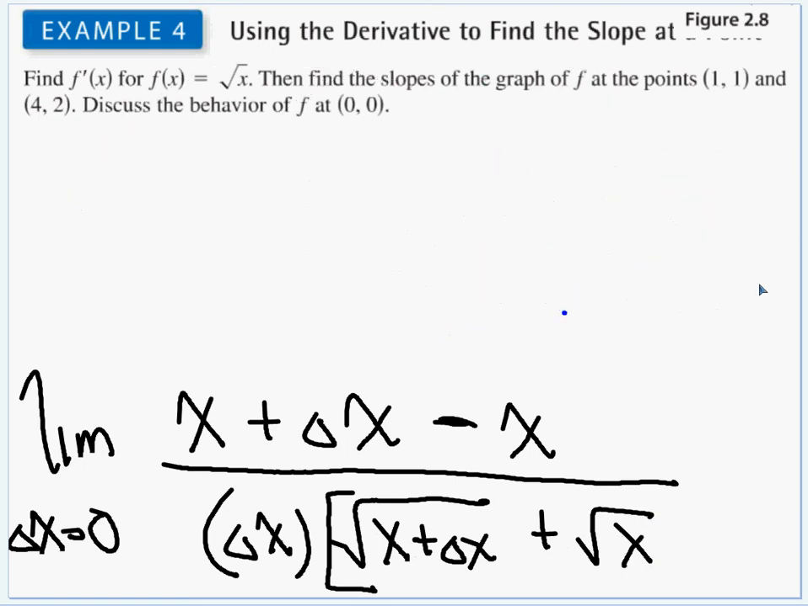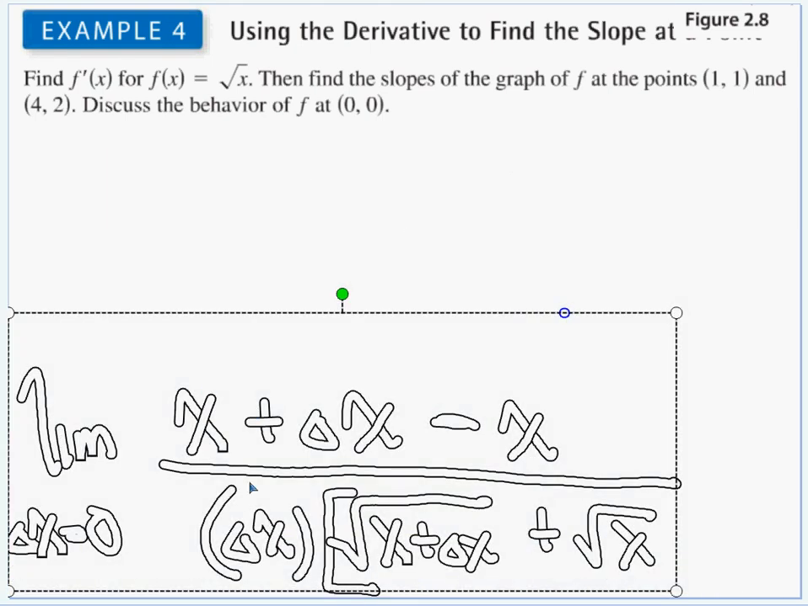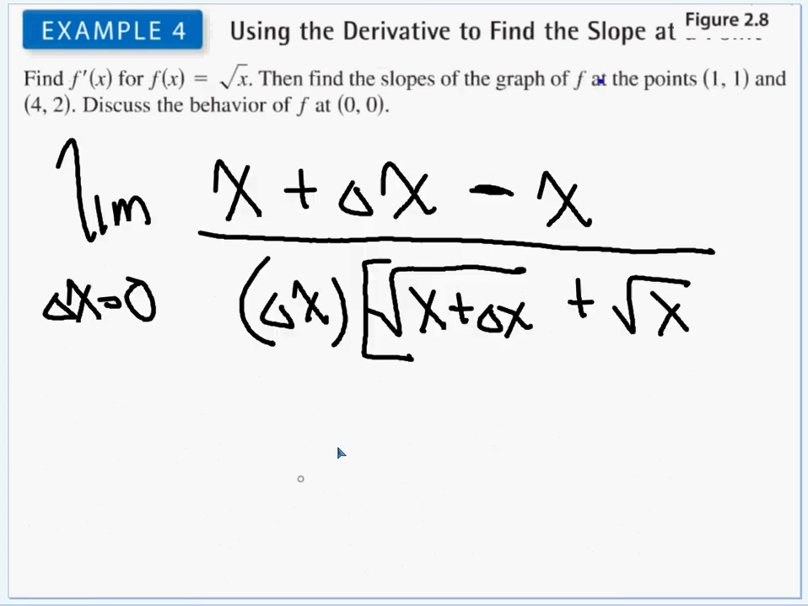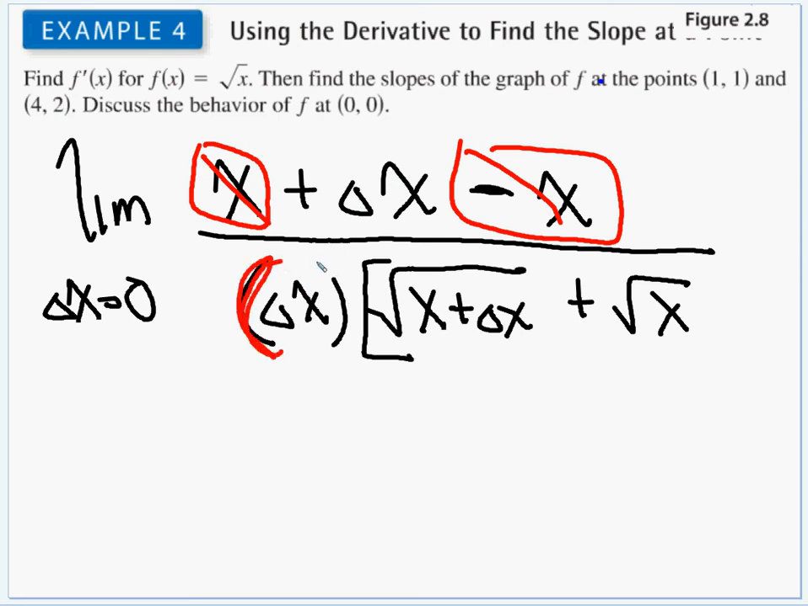So look what happens in our numerator. We have a positive and negative x. Those are going to cancel each other out. Negative x, positive x, gone. And that's a good thing because now we can cancel with this delta x in the denominator. If you did distribute it, it might be harder to see. But right here, we're just going to cancel.